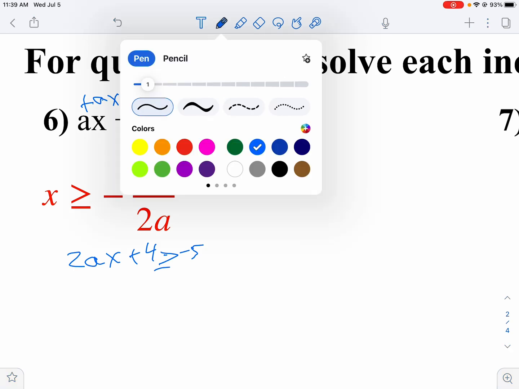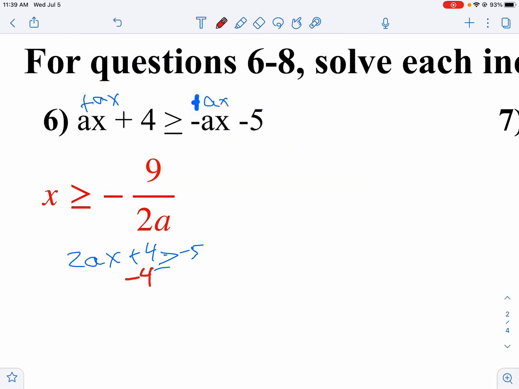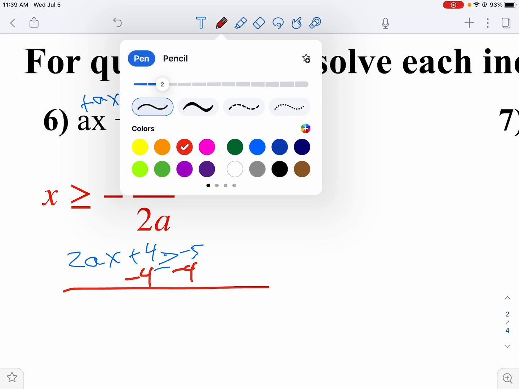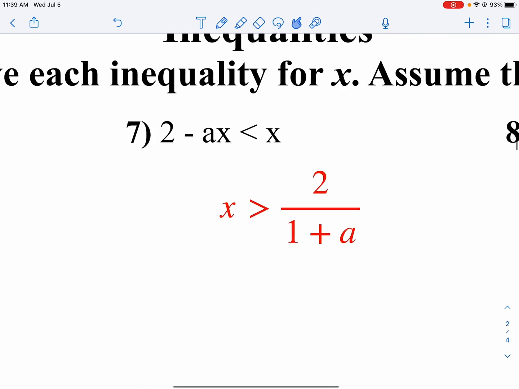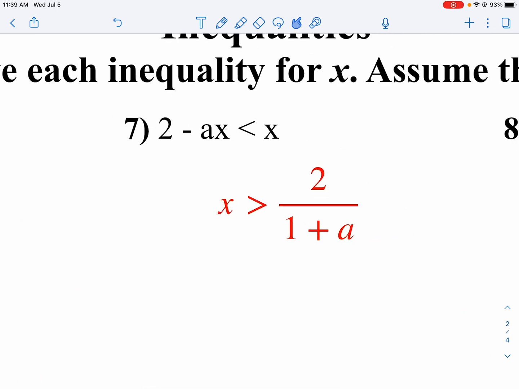Well, then I think what I'll do is I'll subtract 4 next. So when I combine my like terms, I get 2ax is greater than or equal to negative 9. To get x by itself, then we'll divide both sides by 2a. And you get the answer I typed in. Negative 9 over 2a.